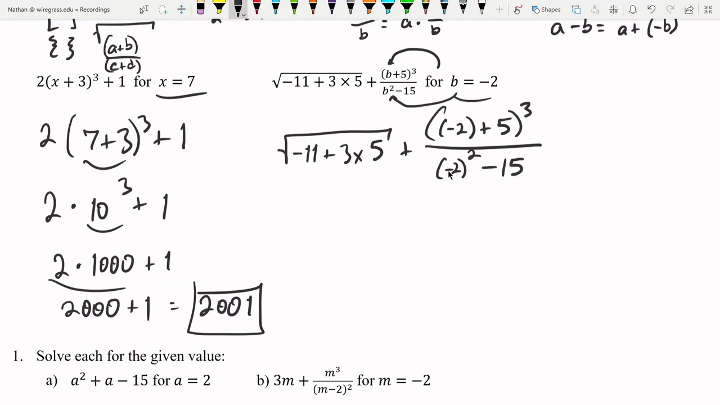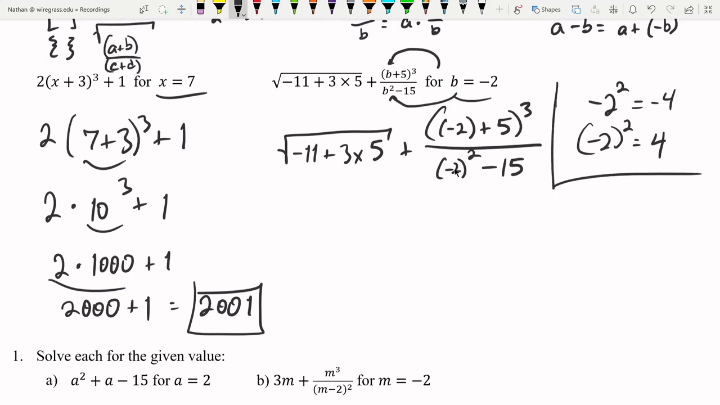For instance, if I didn't plug in the b in the bottom with parentheses around it, you may incorrectly do the negative of 2 squared, which would be negative 4. Here we have negative 2 squared, which is negative 2 times negative 2, which is positive 4. So it's a good idea to always input things in parentheses whenever you're doing that.